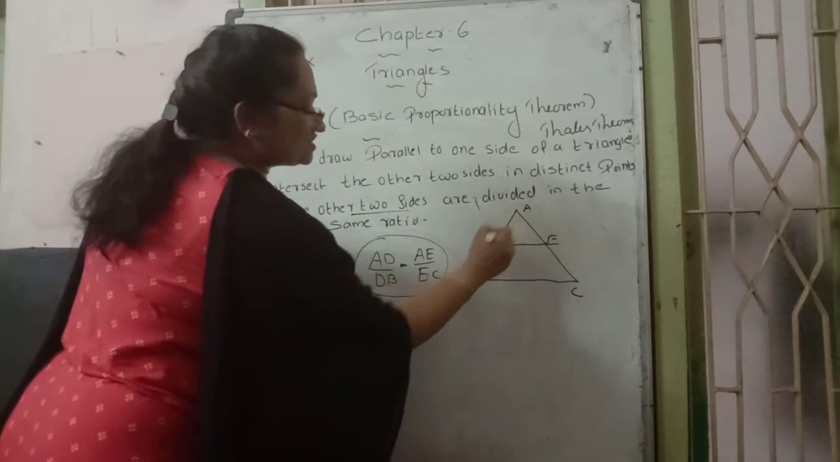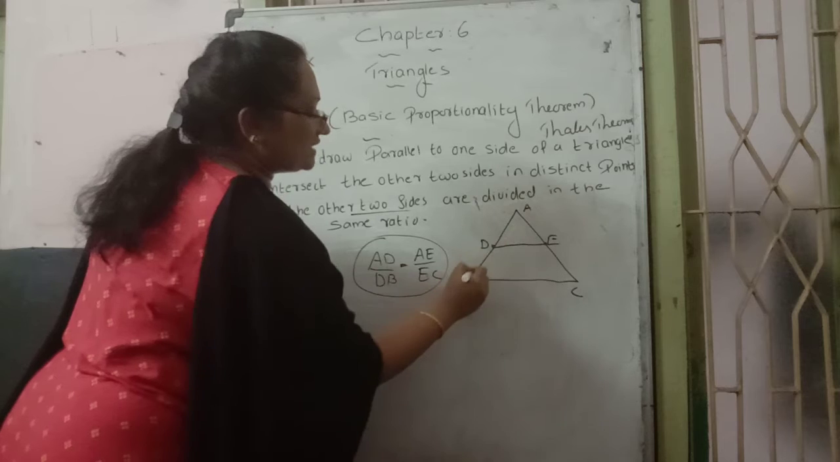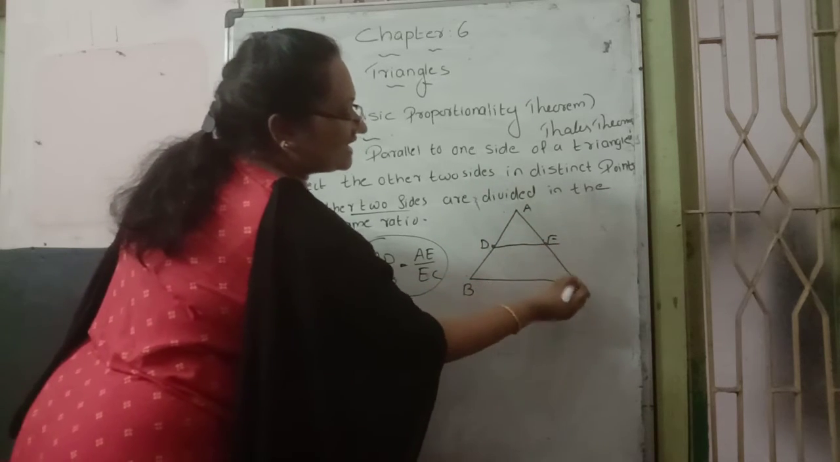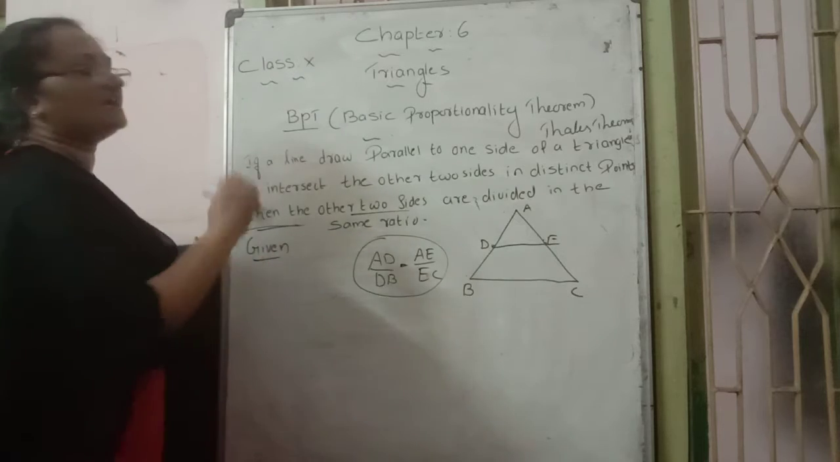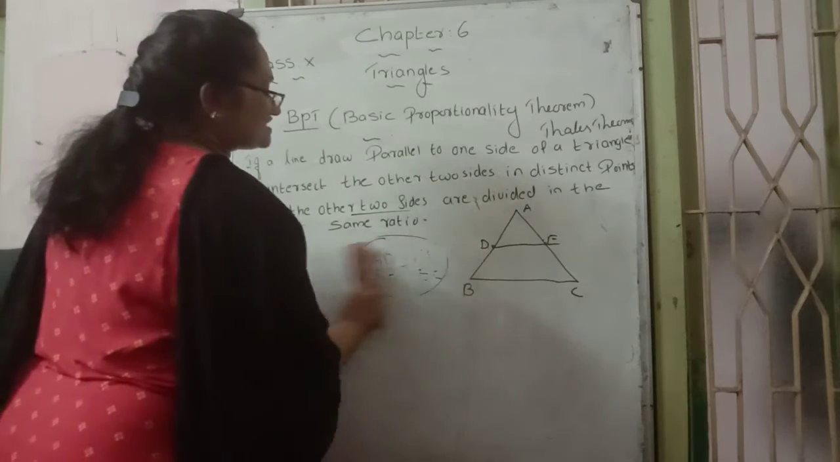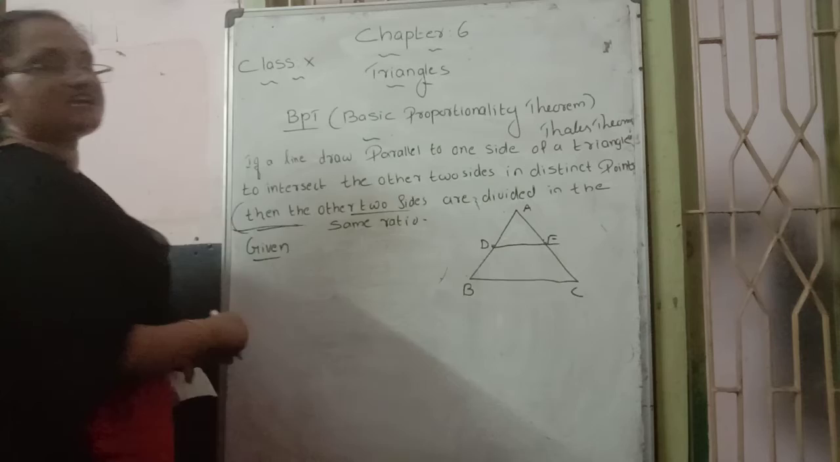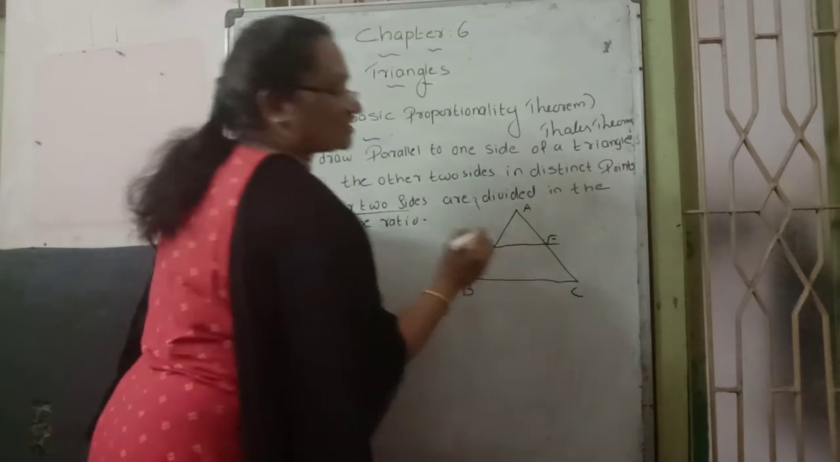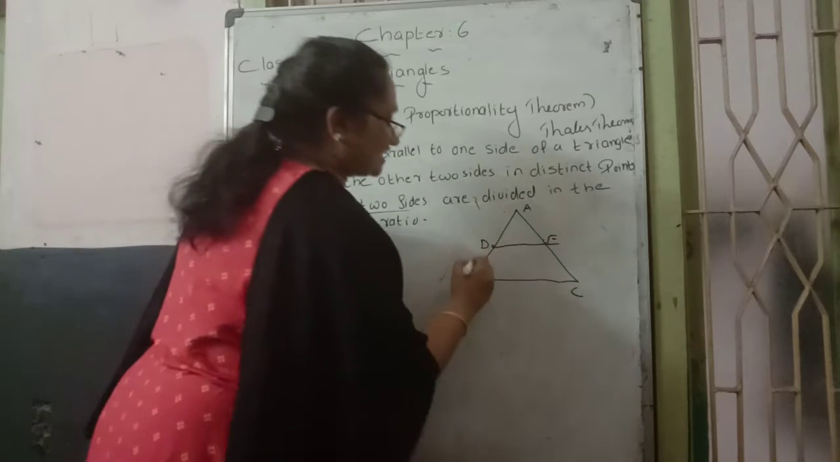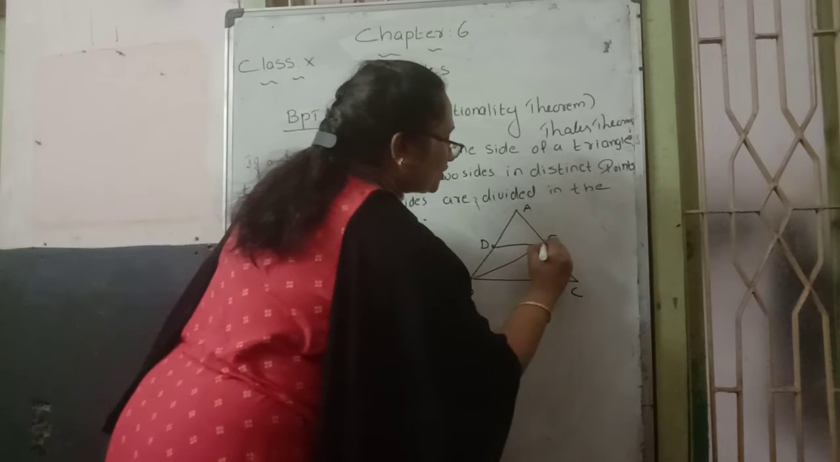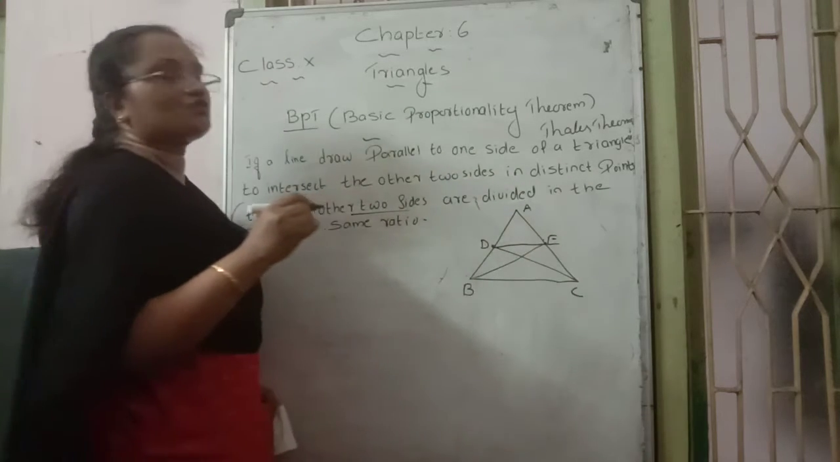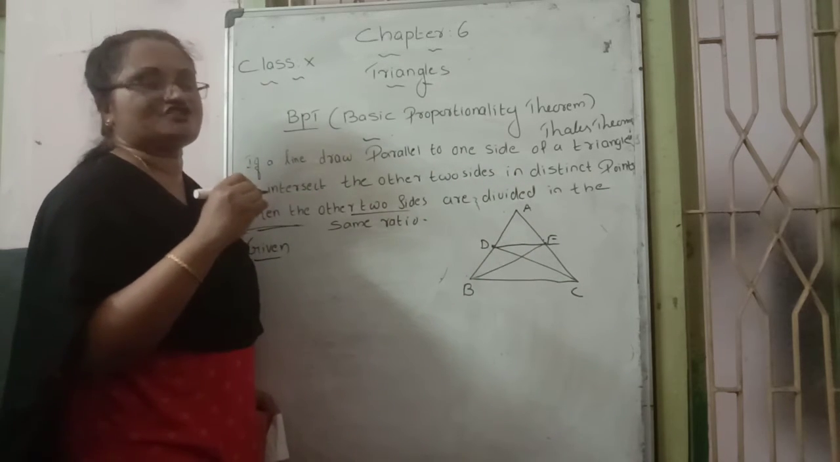Here, cutting the AB line, it is divided into two parts: AD by DB, and AE by the second part EC. That ratio we want to prove. That is the basic proportionality theorem. For proving this, the extra construction work is to join B to E and join D to C. These two parts are the extra construction work.